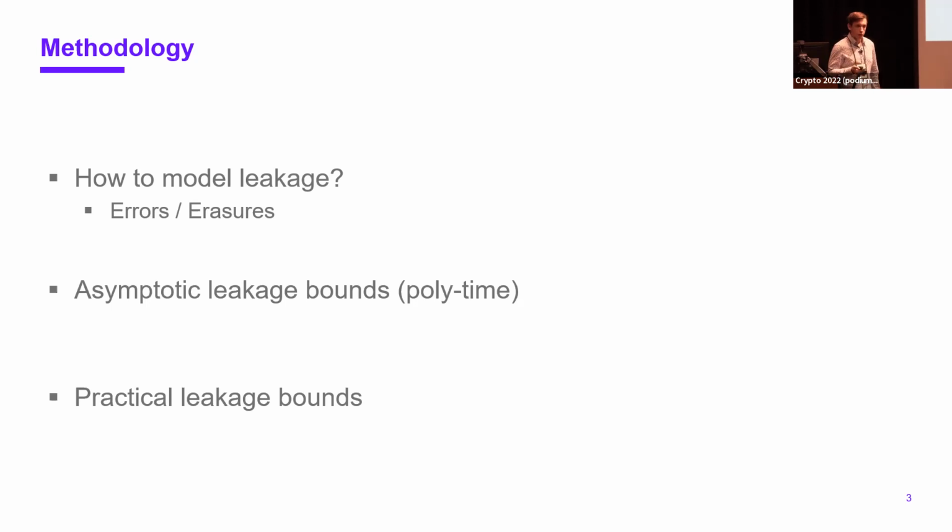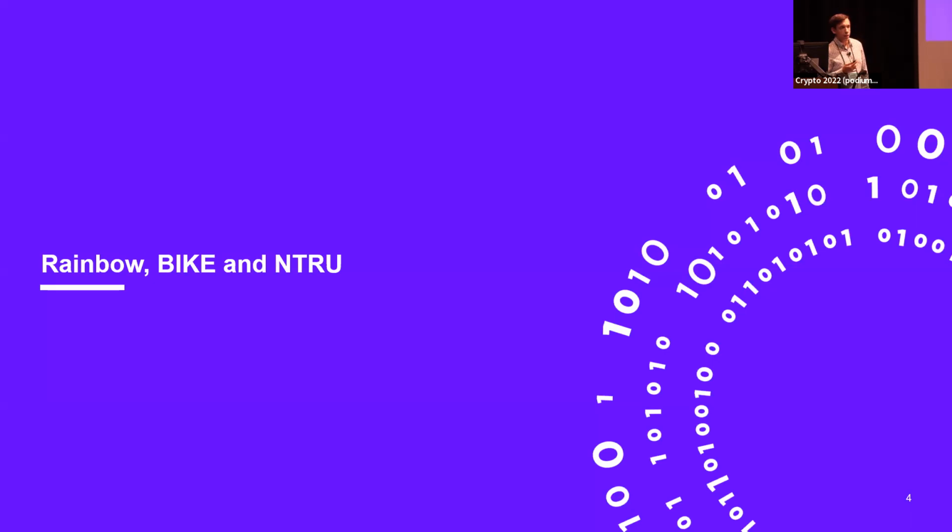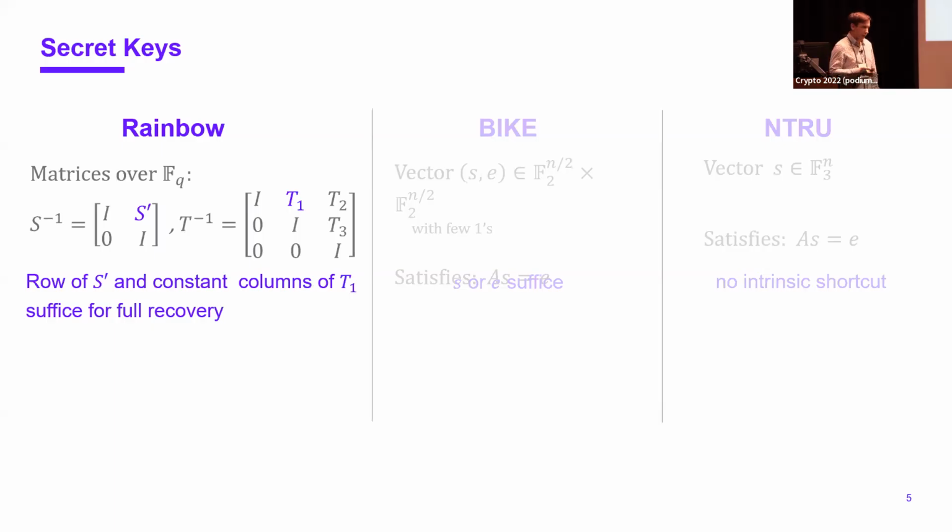But before we dive into the models, let's first get some basics on the secret key structures of Rainbow, BIKE, and NTRU, which are the three schemes we exemplarily investigated as a multivariate, code-based, and lattice-based scheme. So here we keep it very light. I try to abstract a lot of things away.